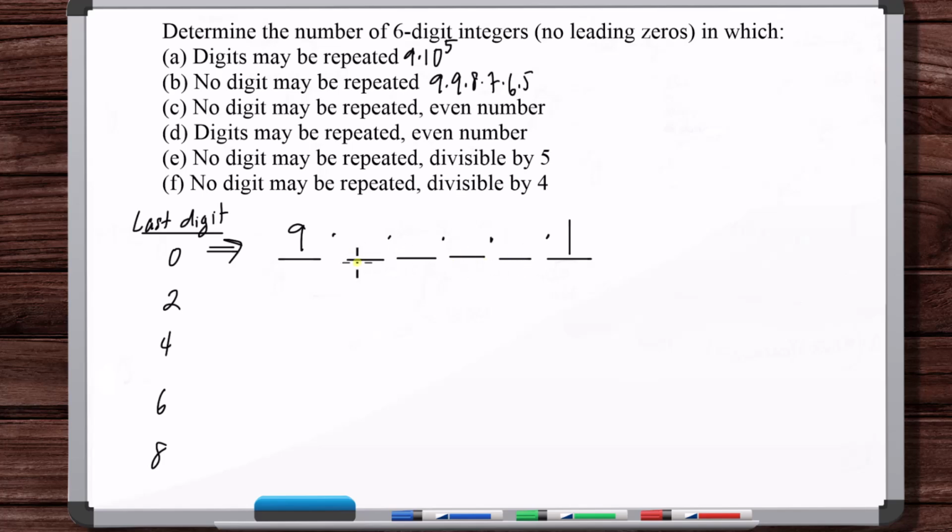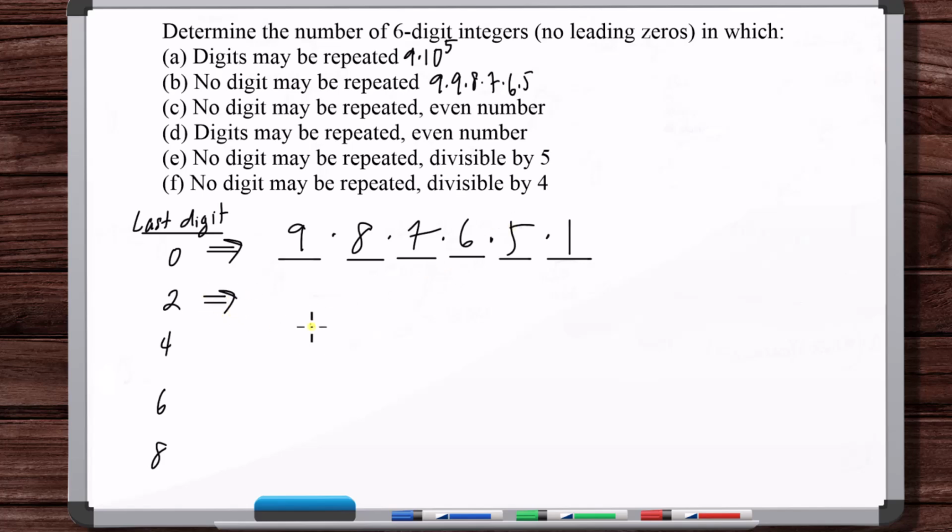Now, let's see, this first one here. We've got 2 digits taken up. We know this isn't going to be a 0, and we know the last digit is a 0. So it would be 8. There's 8 options left. Then 7, then 6, then 5.